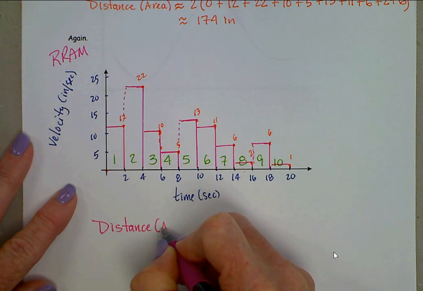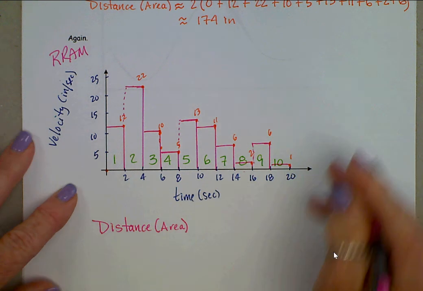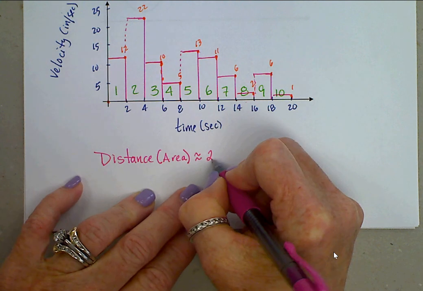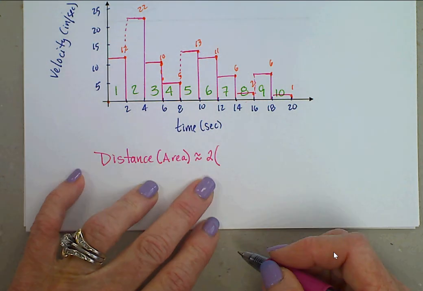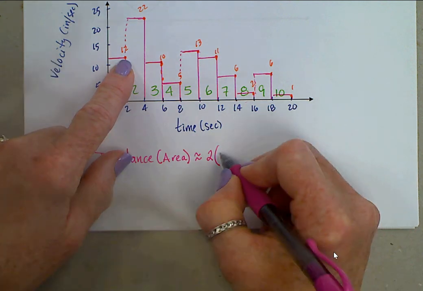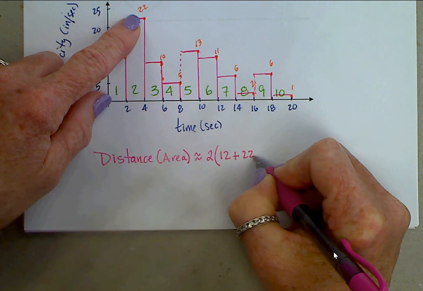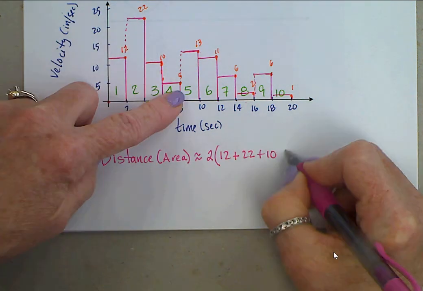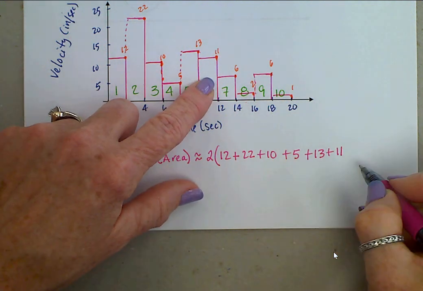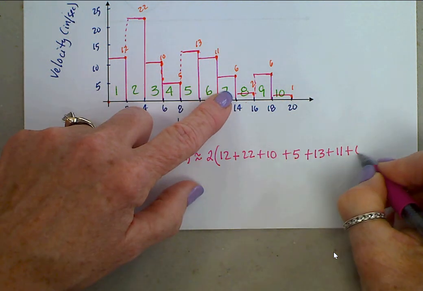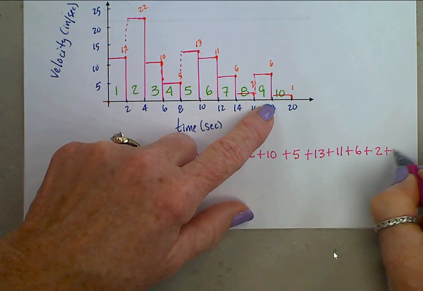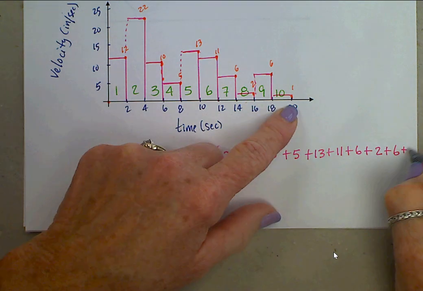Our distance or area here on this one is approximately common width 2 times. Okay, height of the first rectangle is 12. Second one, 22. Third, 10. Fourth is 5. Fifth, 13. Sixth, height of 11. Seventh, 6. 8, 2. 9. Ninth rectangle has a height of 6, and the 10th rectangle has a height of 1.